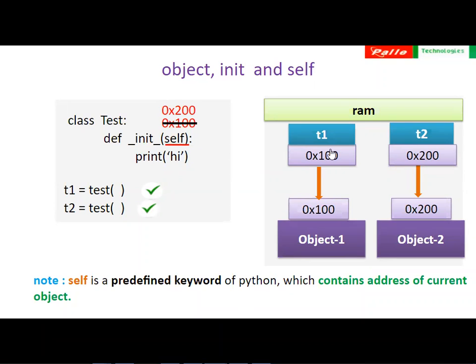Self will not store the object, it will store the address of the object. So whichever object you are using, that object's address will be stored. Don't worry, it will be clear in a few slides. Is this clear now? What is self?